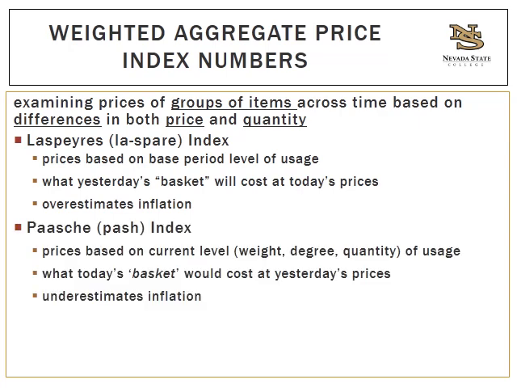So another type of weighted aggregate price index is the Paasche index. And this is where your prices are based on the current level of usage. So Laspeyres is based on the base period level of usage, and Paasche is based on the current level of usage. So this helps you get an idea of what today's basket would have cost at yesterday's prices. Now, given that we will not likely go back in time, the Paasche index is not as easy to interpret and actually not quite as useful as the Laspeyres index.